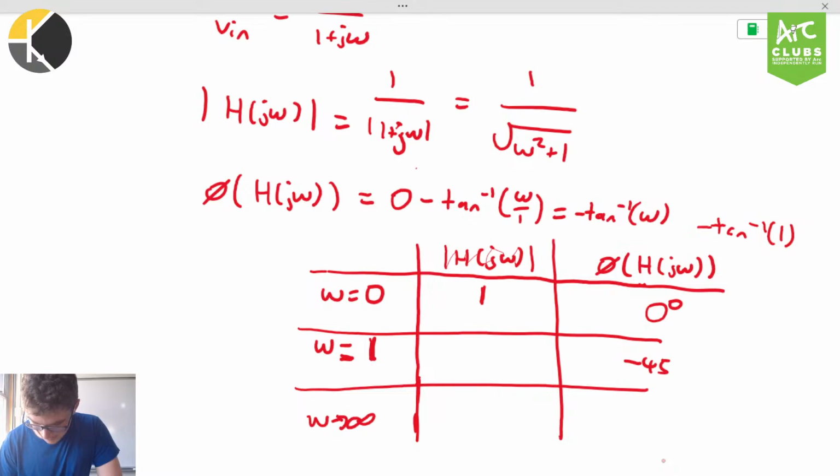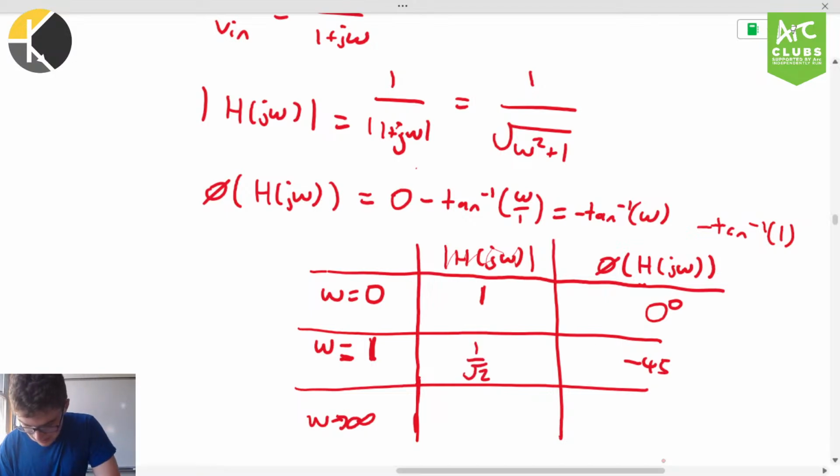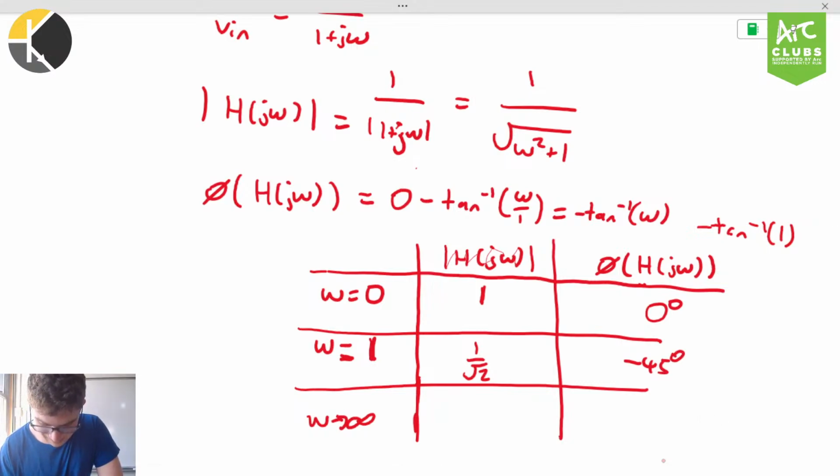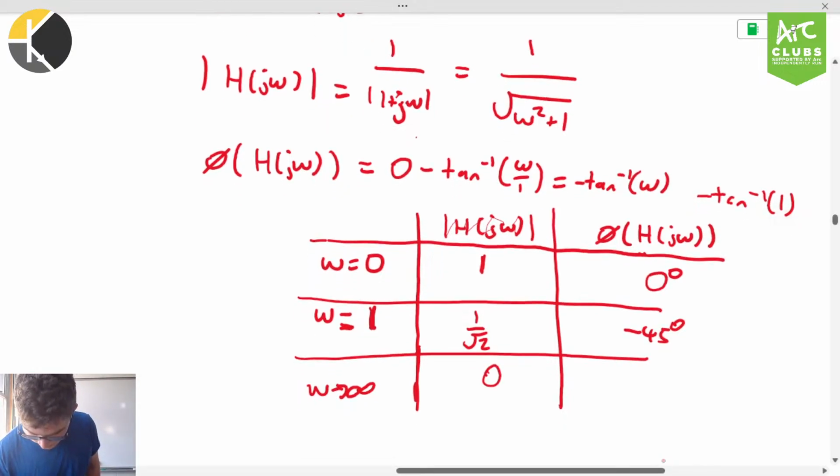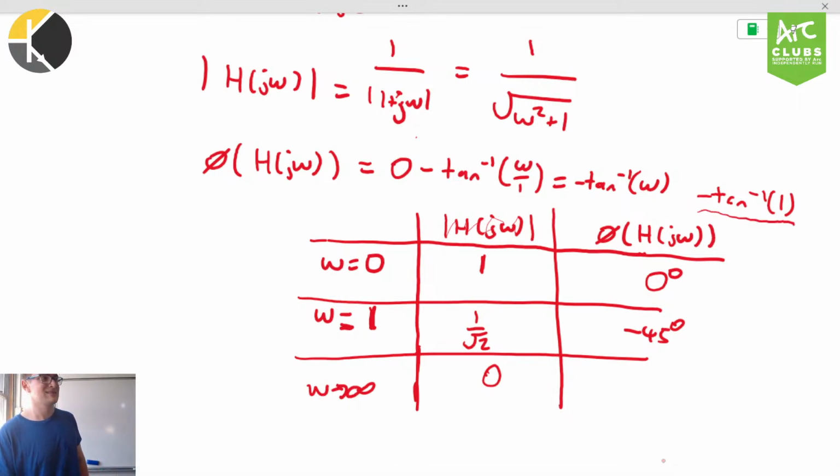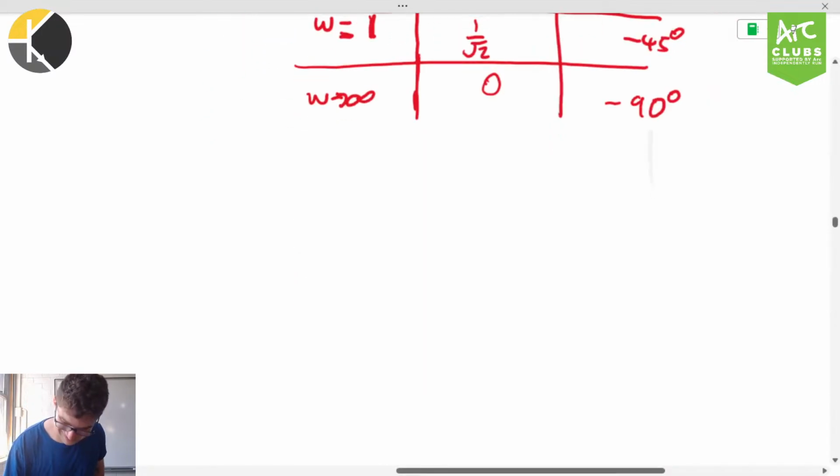And if we do omega equals 1, we'll get 1 on root 2. And as omega goes to infinity, can anybody tell me what this will reach? Anybody remember how to do that? That's right. And we will also do this. Can anybody tell me what this will go to? That's correct. Nice. Okay, let's plot our graphs.